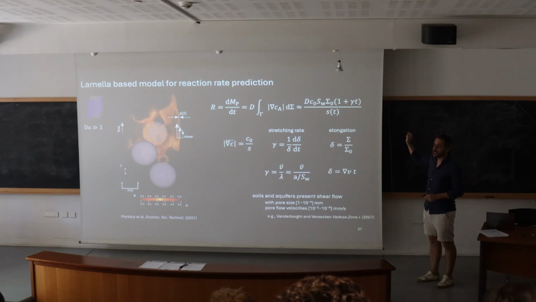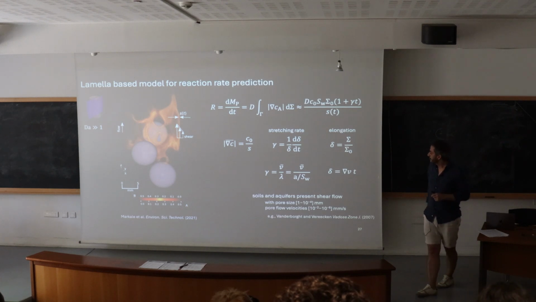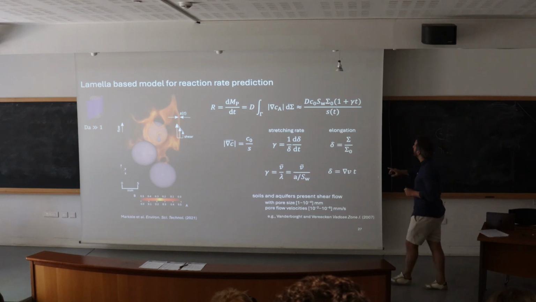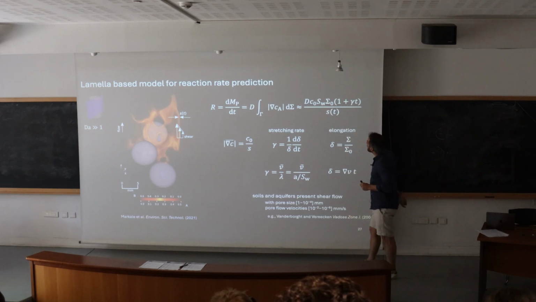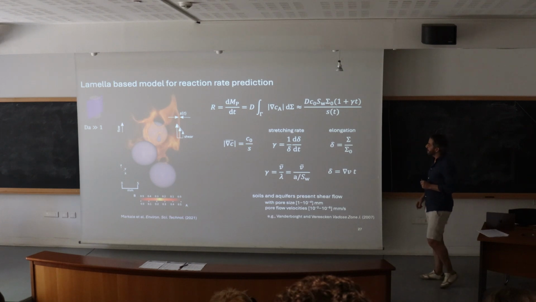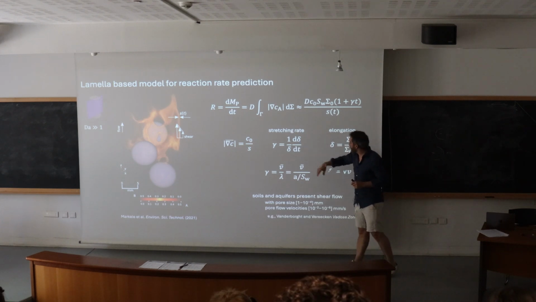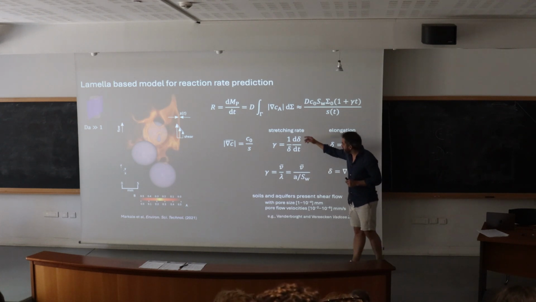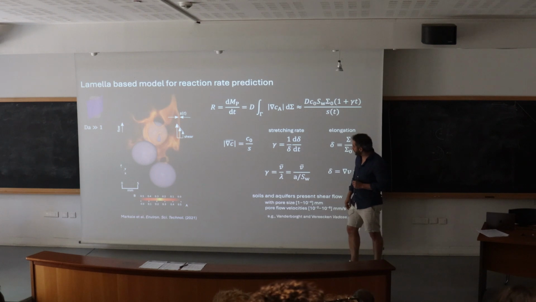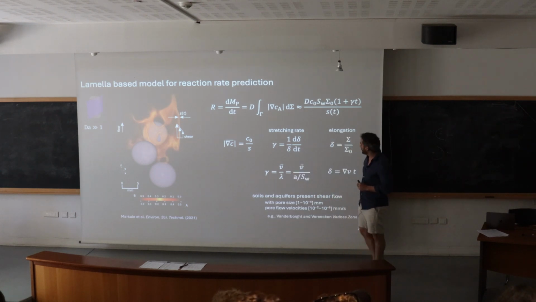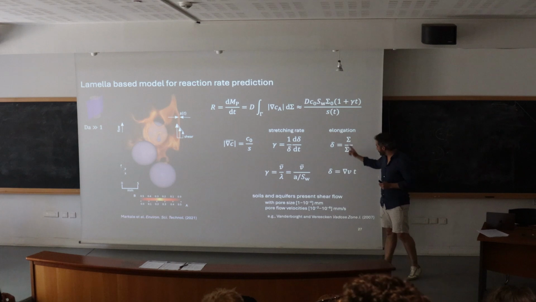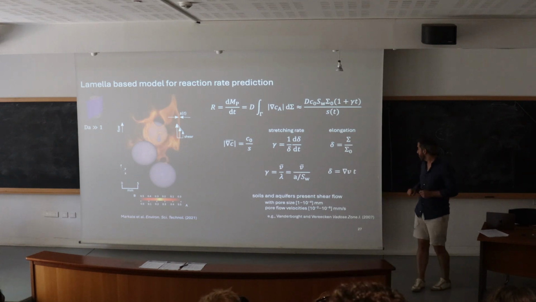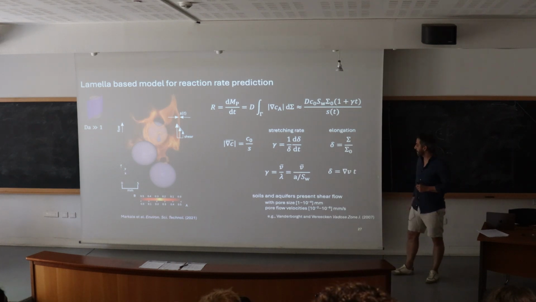Well, back to the topic. We adapted the formulation that already exists for the global reaction rate, considering the saturation of our system, and with this, as defined in the previous slide, the stretching rate and also the elongation. Then we demonstrated that the stretching rate can be defined as the mean velocity divided by a characteristic length, in this case the pore length, and that the elongation can be defined as the mean velocity gradient times time.